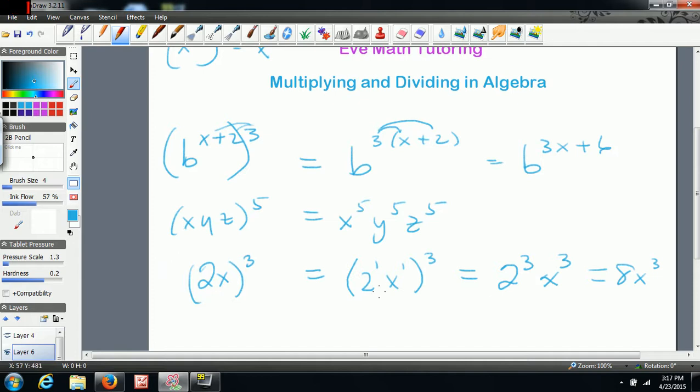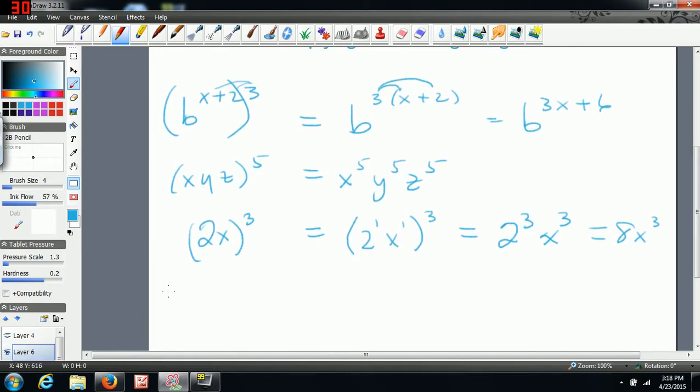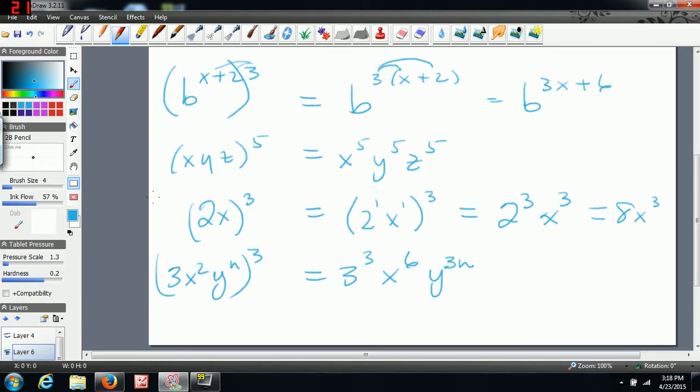And say we had something like the following. If we had, say, 3x squared y to the n all to the power of 3. There's actually a 1 with there, so that's going to go into that. It's going to go 3 to the 3, x to the, and then these two don't get added, they get multiplied. So that becomes 6, and it becomes y to the 3 times n, which is just 3n. Okay, so that becomes y to the 3n. And then you can actually simplify this. So 3 times 3 would be 9, so that would be 27, x to the 6, y to the 3n. Okay?